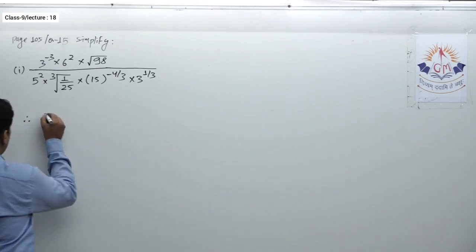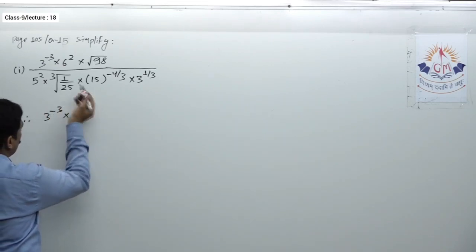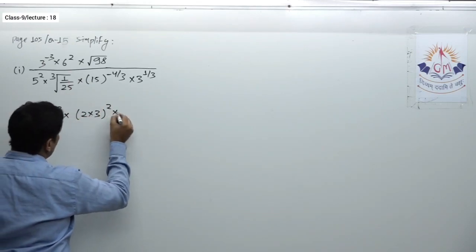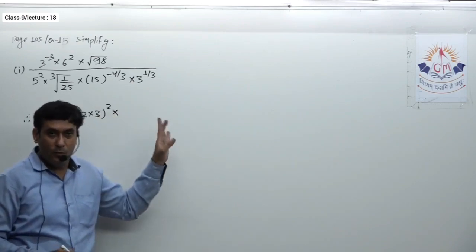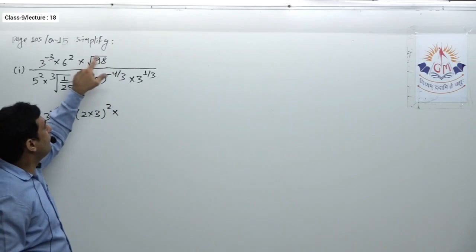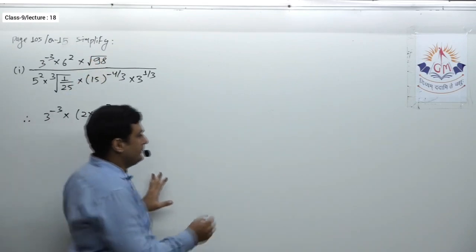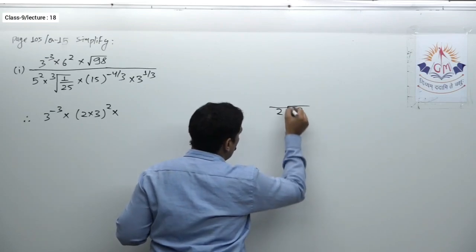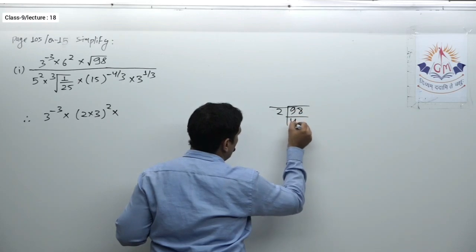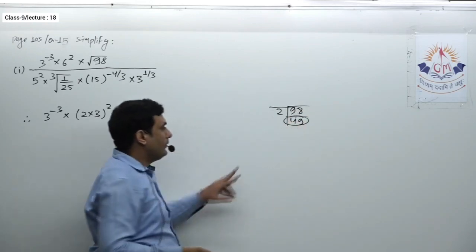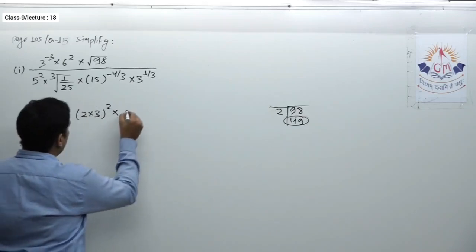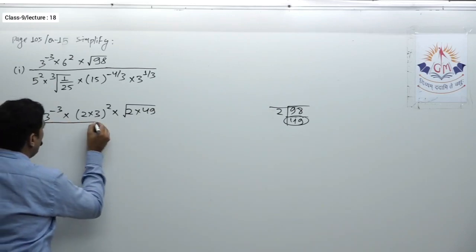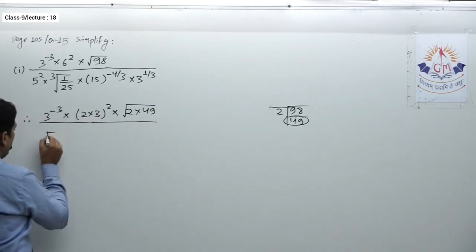So 3 raised to minus 3 is already in that form, so we'll take it as it is. Now 6 is actually 2 multiplied by 3, squared. Now root 98: I know it is possible to simplify, but you should always check by finding the prime factorization. If you find the prime factors of 98, you get only one term, so 49 is a complete square. So here I write root of 2 multiplied by 49, and in the denominator 5 raised to 2, so I'll keep it as it is.